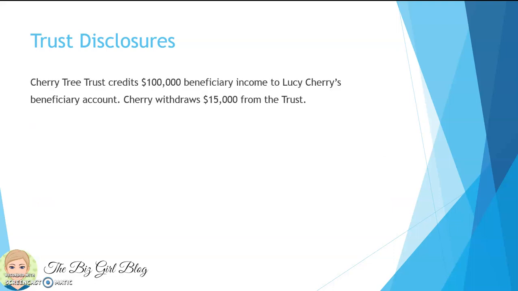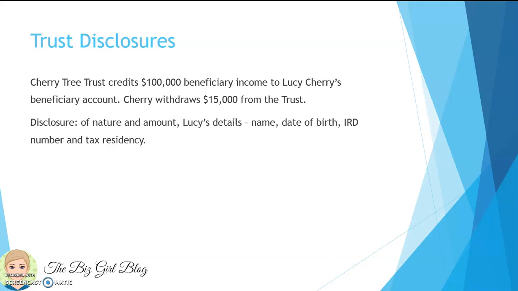So we'll look at an example here. The Cherry Tree Trust credits $100,000 of beneficiary income. So in this case, we'll say that they've got rental income that they're allocating to Lucy Cherry's beneficiary account. Cherry withdraws $15,000 from the trust. So you'll need to disclose the nature and the amount, which is the $100,000 that's credited, and that it was rental income. This also needs to be with Lucy's name, date of birth, IRD number, and tax residency.